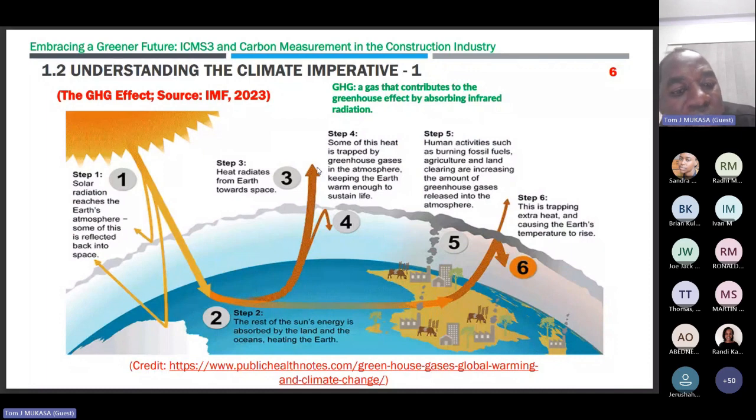So how this happens is that the sun comes to us and some of the heat is reflected back, and some is trapped to keep us alive. But with our increase in activities, we are having a lot of heat in the atmosphere, and therefore a lot of heat is being trapped.